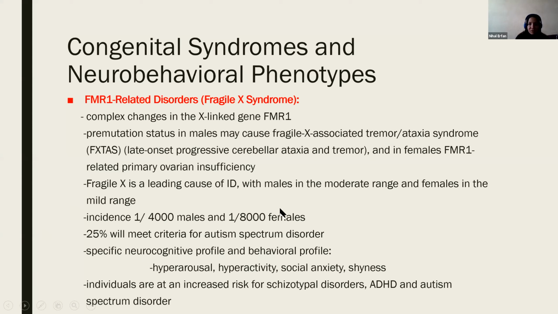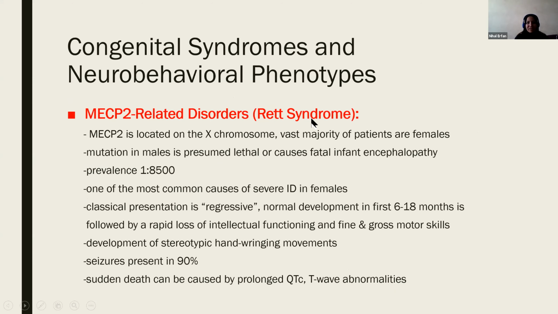The incidence is more in females. And they have a very specific neurocognitive profile of hyperarousal, hyperactivity, social anxiety, and shyness. They're at increased risk of schizotypal disorders, which you guys have already sort of studied. So the psychosis, schizo kind of affective disorders, ADHD and autism spectrum. Okay, so we can see them earlier on in life because of ADHD and autism, and maybe later on in life because of psychosis. Rett syndrome, another really interesting one.